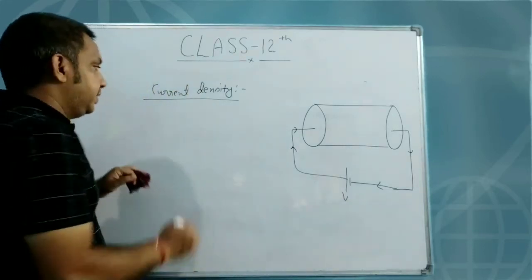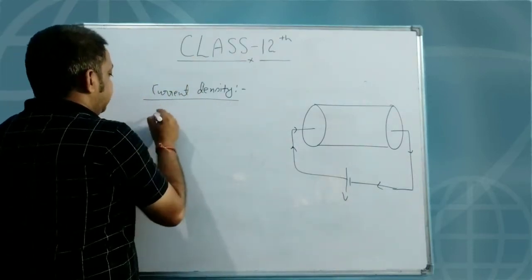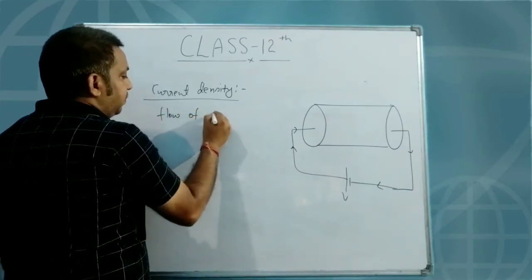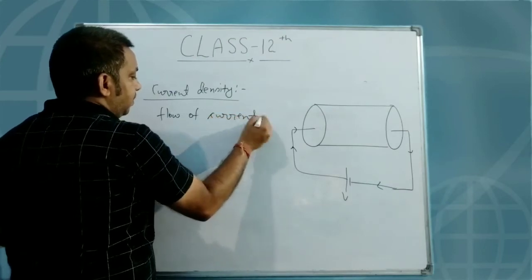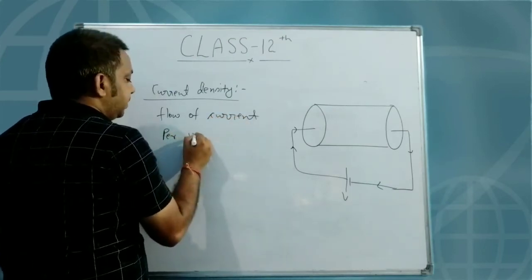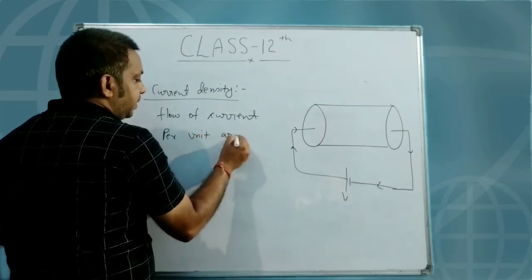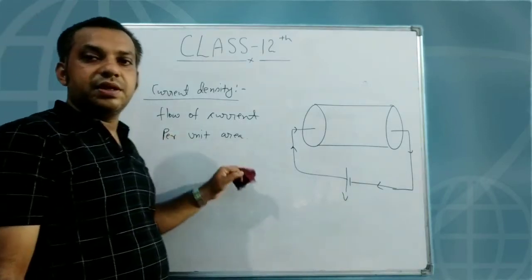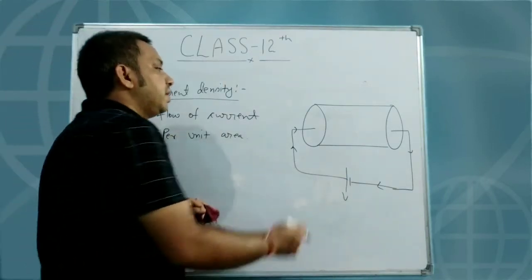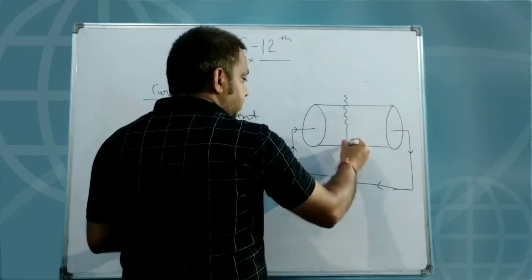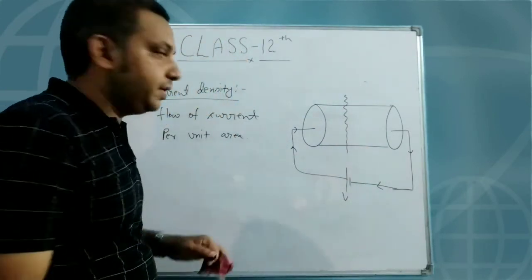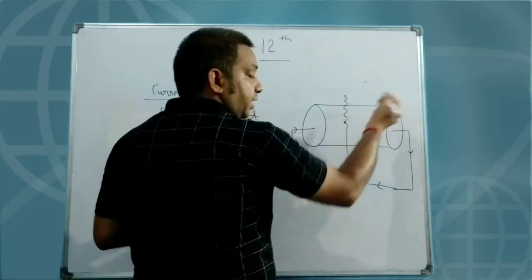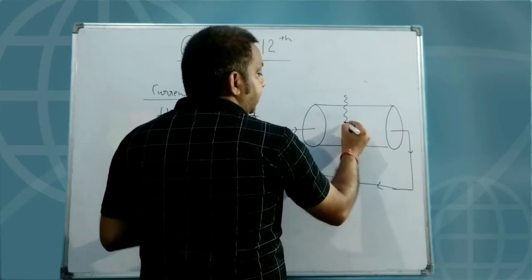The current density is the flow of current per unit area. Current flowing per unit area means that if you take a particular cross section here, in that section you have to define the movement of the current. Current is moving this side.